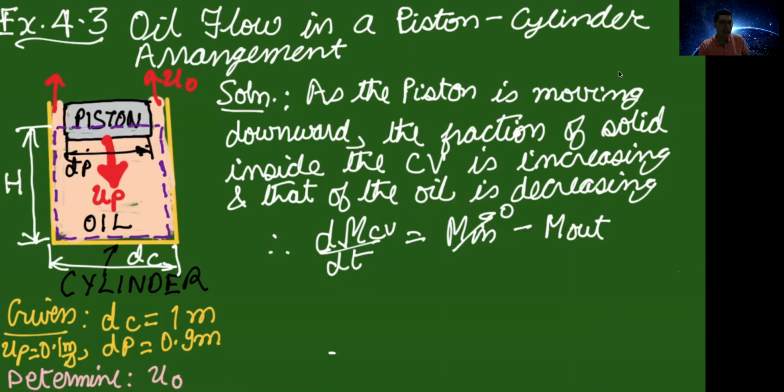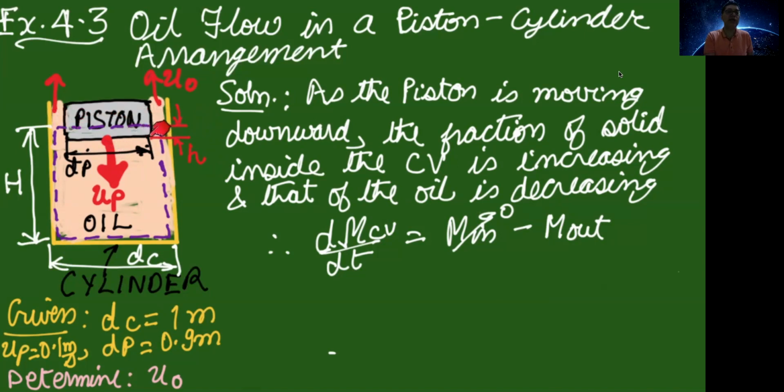So consider this time instant, where to show the fraction of the solid, I'm considering the height of the piston. This is the height of the piston. If you know the diameter of the piston, then you can know the volume of the piston inside this control volume at this time instant. The dashed line is showing us the control volume.